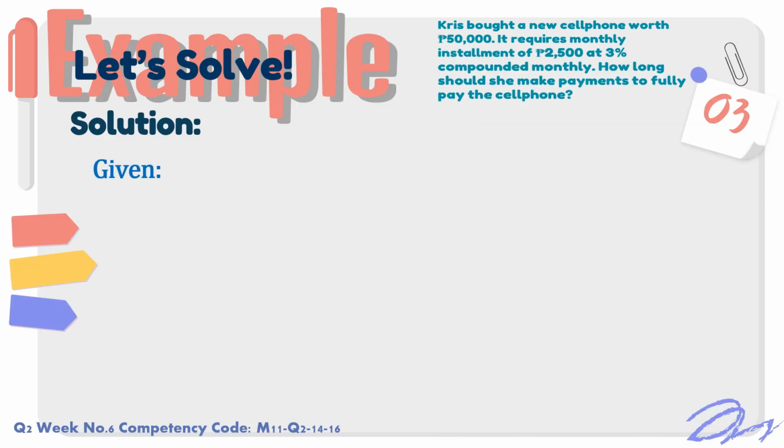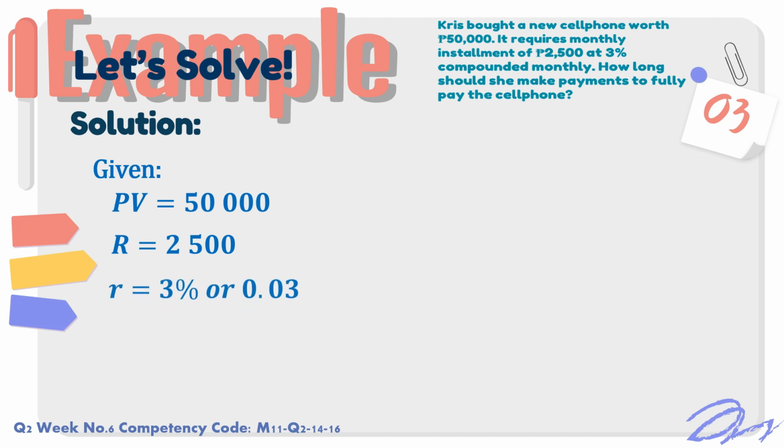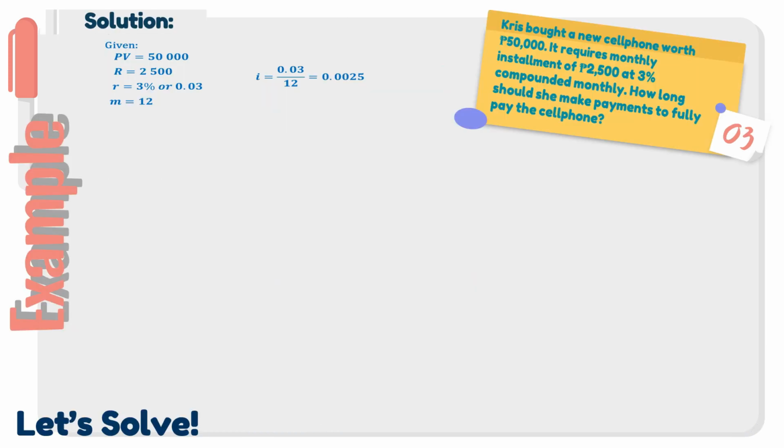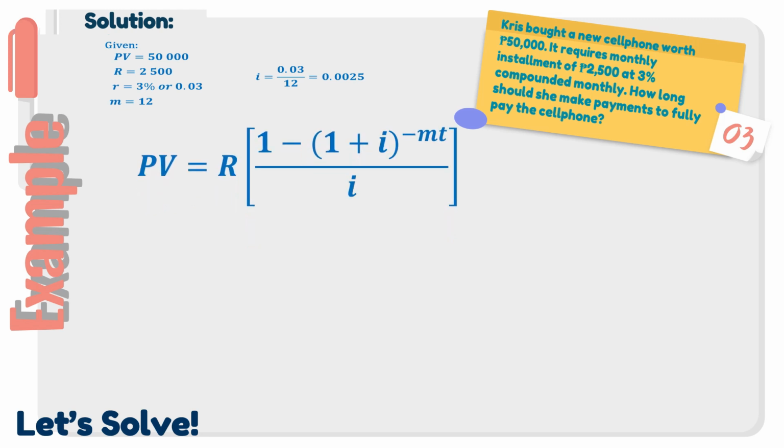Identifying the given, PB is 50,000, R is 2,500, small r is 3% or 0.03, M is 12, then I is equal to 0.03 over 12, or 25 ten-thousandths. The formula to be used is PB equals R times the quotient of 1 minus the quantity of 1 plus I raised to negative MT over I. We use MT instead of N because we're going to solve for T.